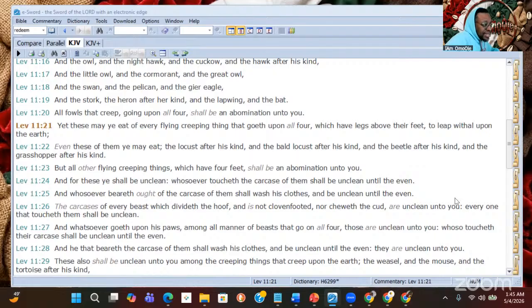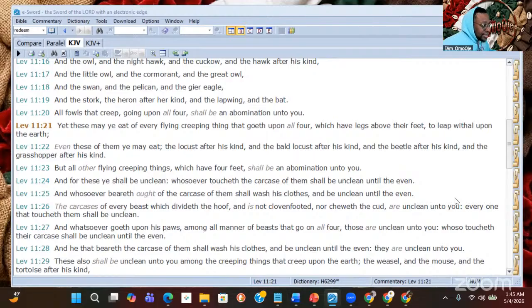The locust after his kind, and the bald locust after his kind, and the beetle after his kind, and the grasshopper after his kind. But all other flying, creeping things, which have four feet, shall be an abomination unto you. And for these ye shall be unclean. Whosoever toucheth the carcass of them shall be unclean until the evening. And whosoever beareth out aught of the carcass of them shall wash his clothes and be unclean until the evening.